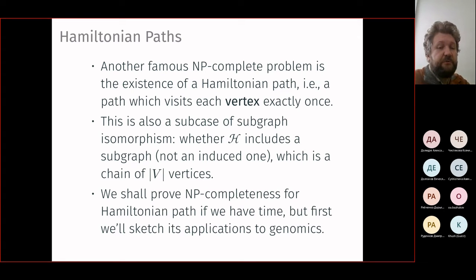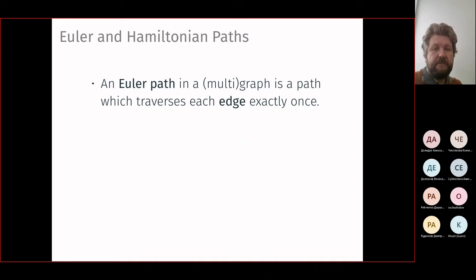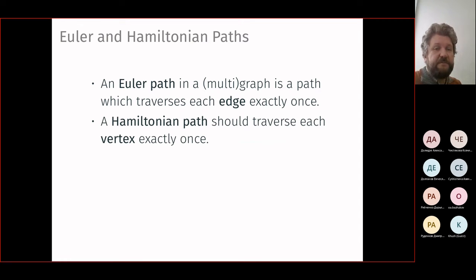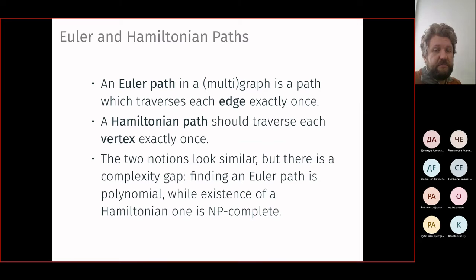If we have time today, we shall prove NP-completeness for the Hamiltonian path problem. But first we'll sketch some applications in genomics. The other thing is an Euler path. In a multigraph, it is a path which traverses each edge exactly once. So it looks similar, but it's essentially different because the complexity is different. Finding an Euler path is polynomial, while even determining the existence of a Hamiltonian path is NP-complete.